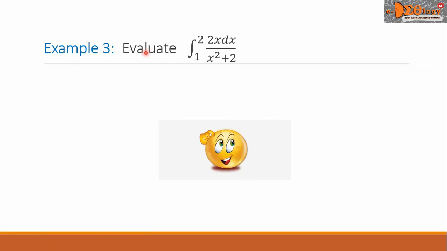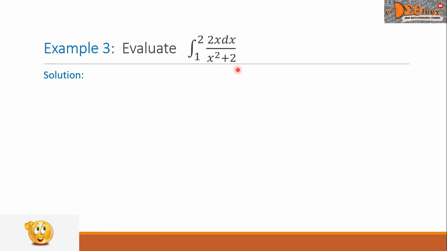Example 3. Evaluate the integral from 1 to 2 of 2x dx all over x squared plus 2. For our solution, let us choose u, that is the x squared plus 2. So du is equal to 2x dx. Let us now substitute these values into the integral. So we have the integral from 1 to 2, our denominator x squared plus 2, that is the u, while the numerator 2x dx is du.